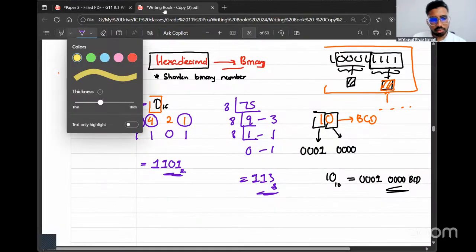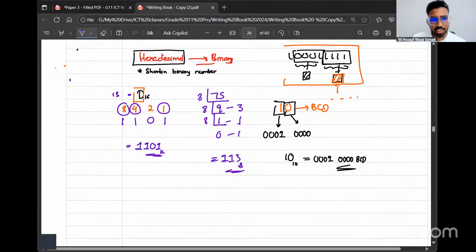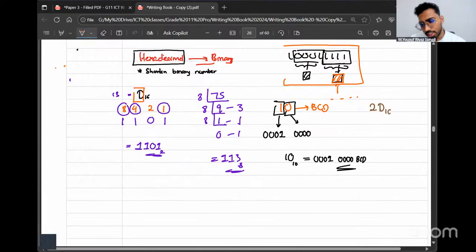Just convert from hexadecimal. If you have a single digit hexadecimal number, that's simple, but imagine you have 2D, for example, an answer called 2D base 16. Step number 1, take both the digits separately. 2 is one digit, D is another digit. Step number 2, below each digit, write the first 4 bits place value. That's 1, 2, 4, 8.